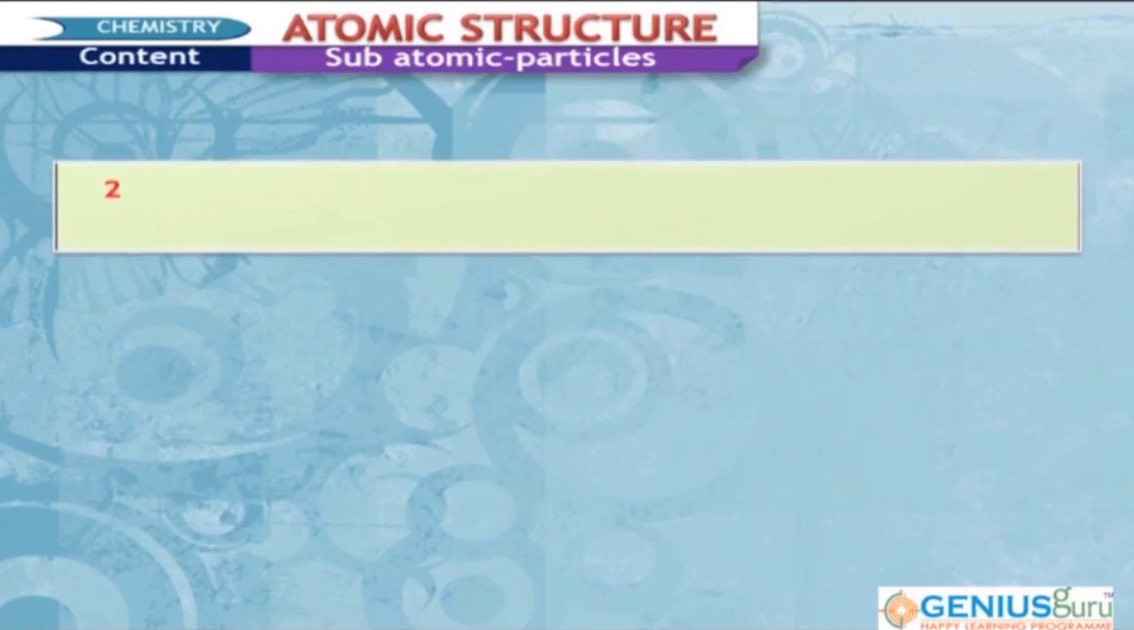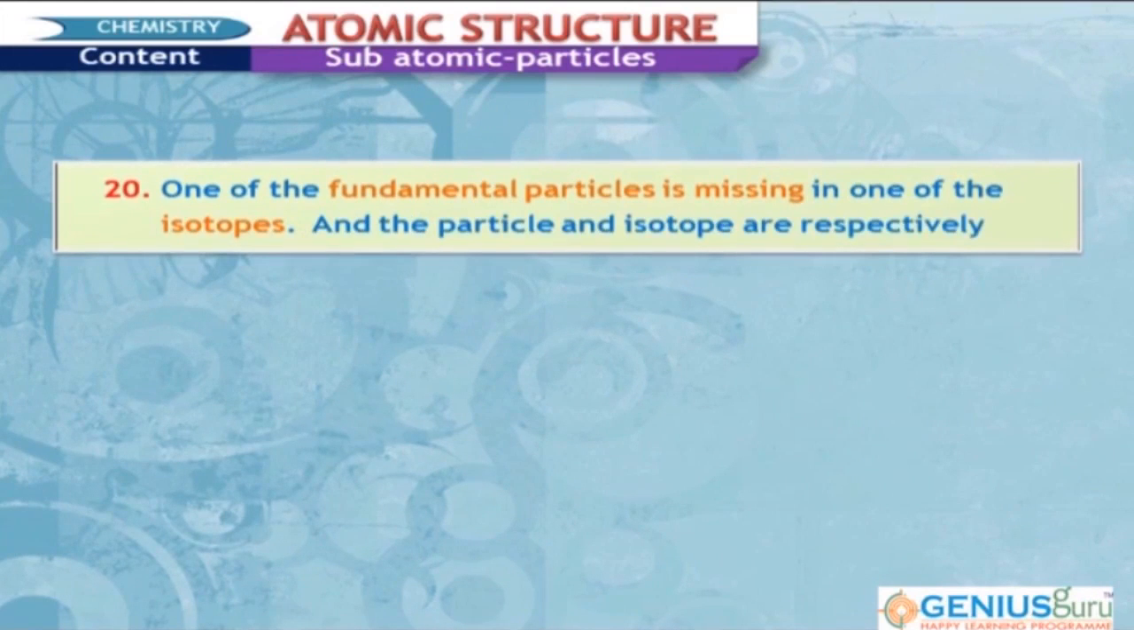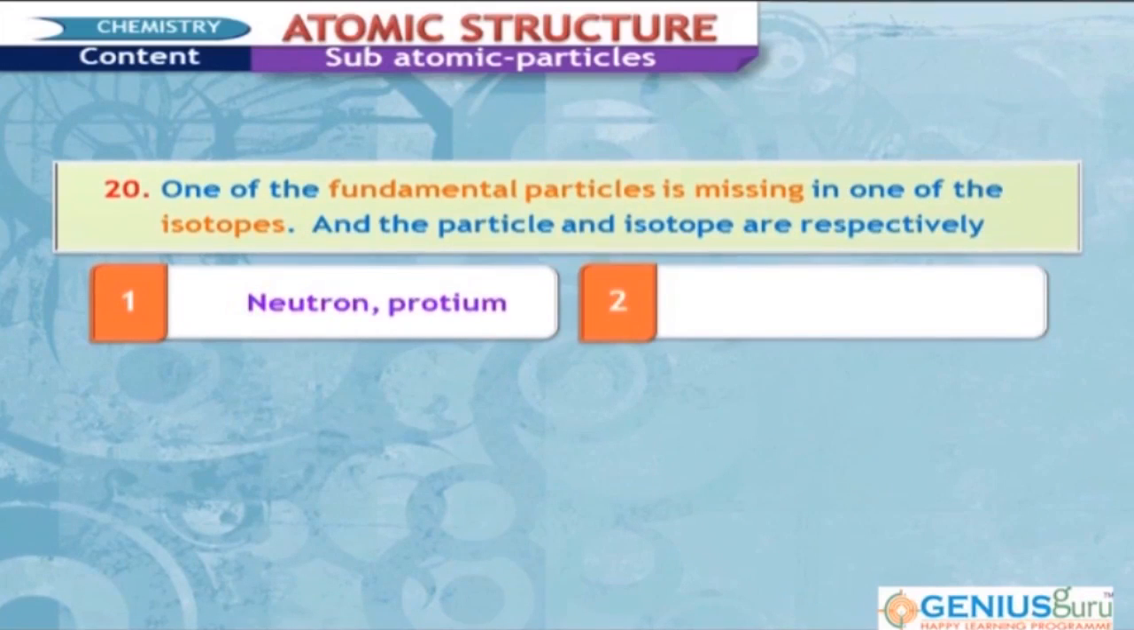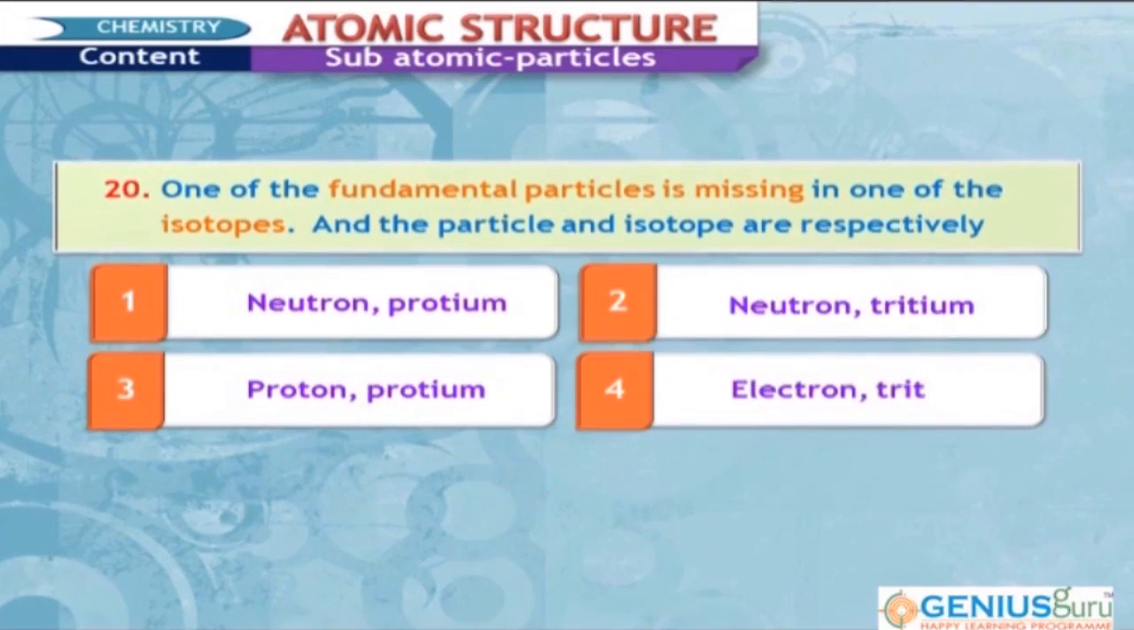The next question is, one of the fundamental particles is missing in one of the isotopes. The particle and isotope are, respectively: the first one is neutron and protium, second one is neutron and tritium, third one is proton and protium, and fourth one is electron and tritium.